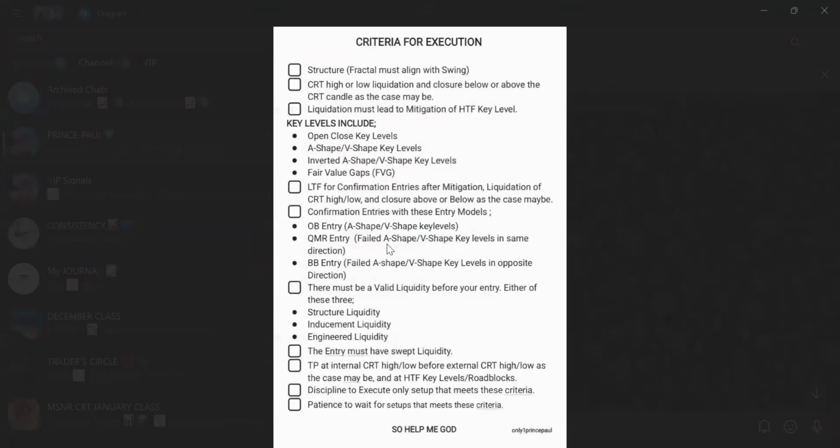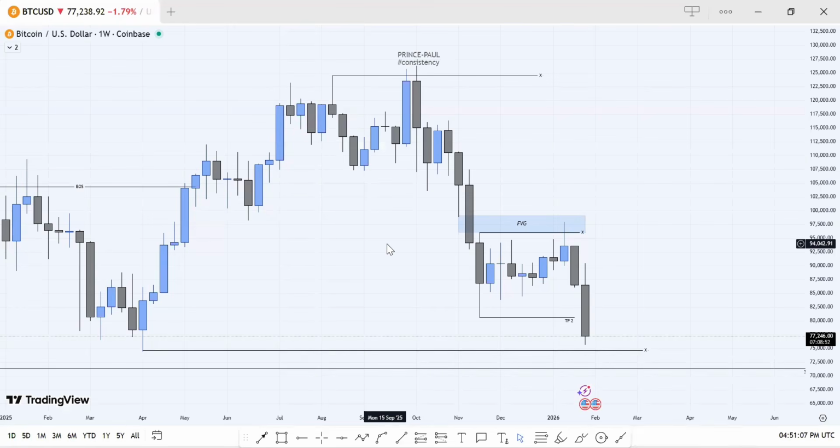So one thing about the checklist is it helps guide you to be more disciplined with your decision making. Right. So first things first, we saw our higher time frame key level, which is this fair value gap. Check. We saw our CRT high, which is this particular high of this bearish candle. Check. It has been liquidated. Check. We got a closure below the CRT candle. Check. What then do we do? We drop down to the lower time frame to get our lower time frame confirmation entry.